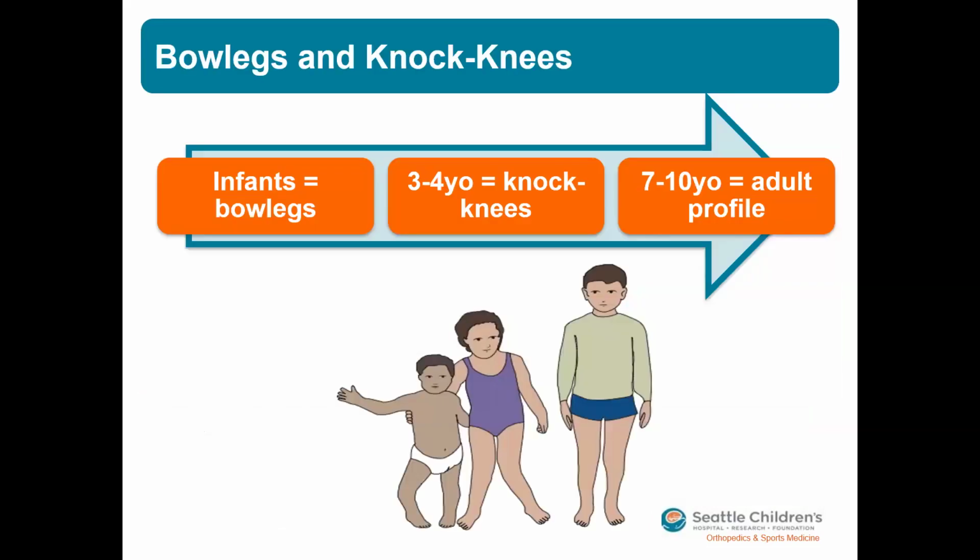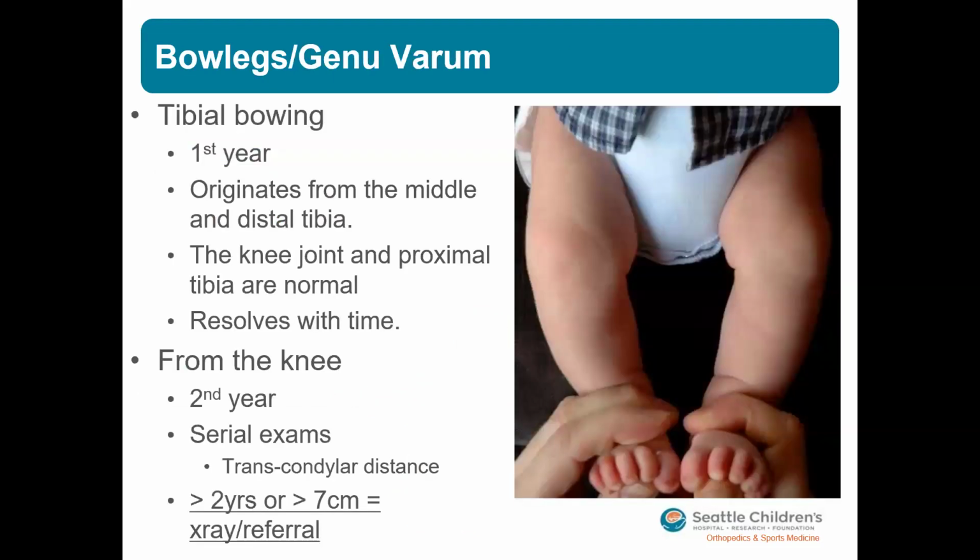Let's talk about knock knees and bowed legs. So the normal infant is bow-legged, sometimes one side more than the other. We then hit our peak age of knock knees around 3 to 4, and by 7 to 10, we have our adult profile, whatever that is. So tibial bowing, it's usually in the first year, originates from the middle and distal tibia. You can see this little guy, he's got these chunky rolls along the medial border of his tibia. It's very normal. You just follow them with serial exams, make sure that the intercondylar distance, the distance between their knees, is not greater than 7 to 10 centimeters.